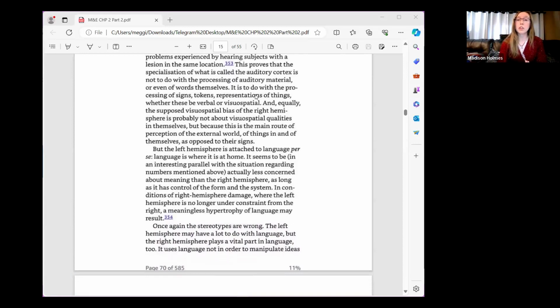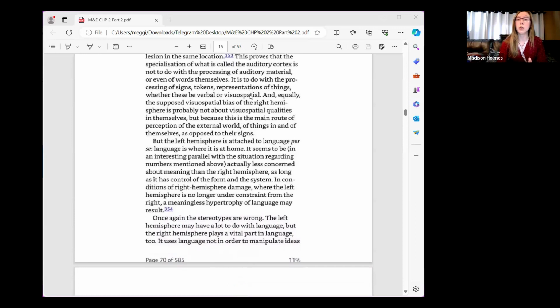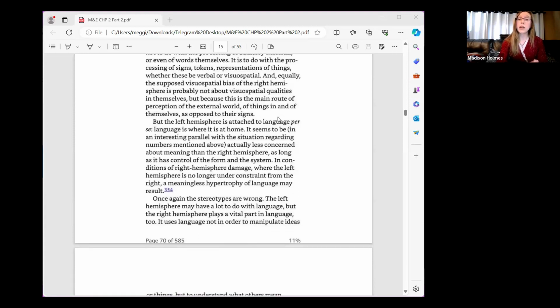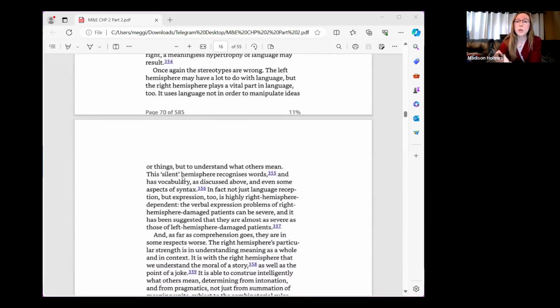This proves that the specialization of what is called the auditory cortex is not to do with the processing of auditory material or even of words themselves. It is to do with the processing of signs, tokens, representations of things, whether these be verbal or visuospatial. And equally, the supposed visuospatial bias of the right hemisphere is probably not about visuospatial qualities in themselves, but because this is the main root of perception of the external world, of things in and of themselves, as opposed to their signs. Once again, the stereotypes are wrong.